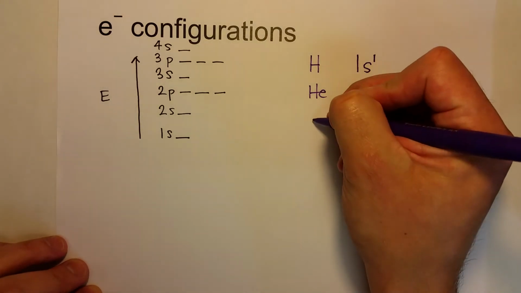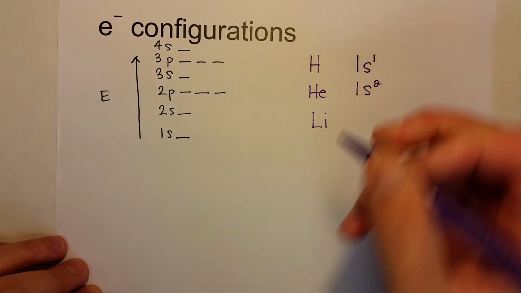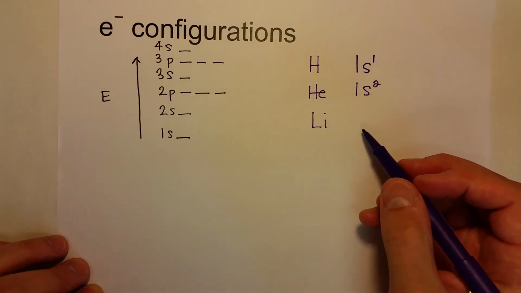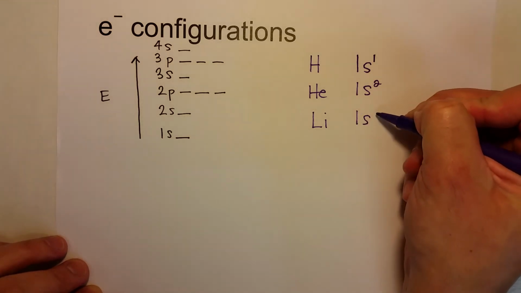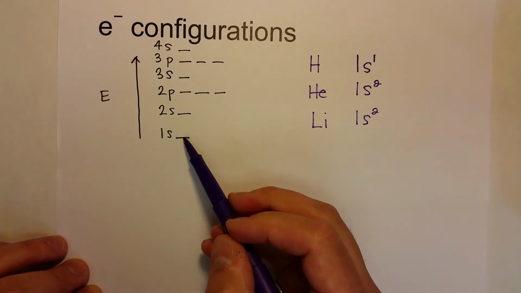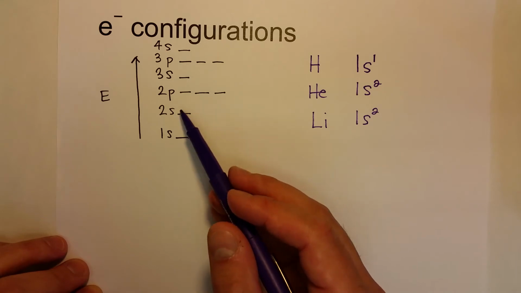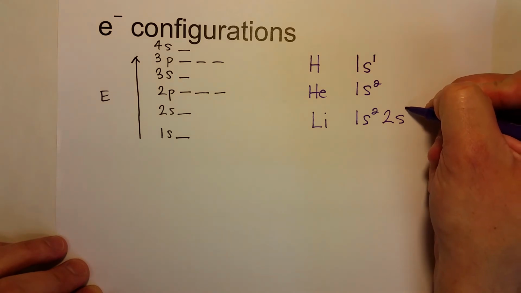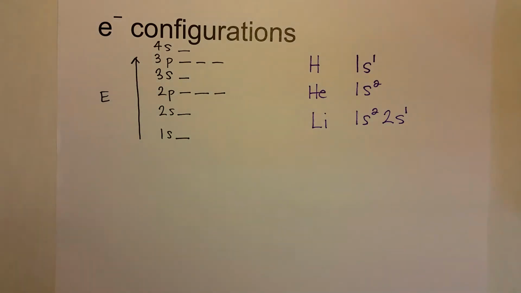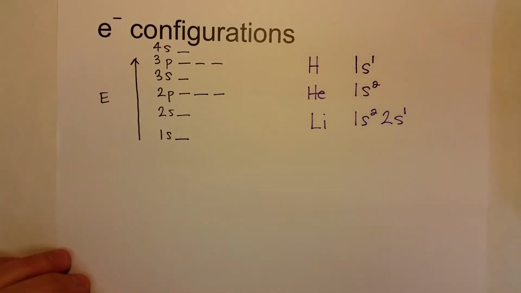We can keep going like this, but eventually we're going to have to put electrons into different energy levels and orbitals. Lithium has 3 electrons. The first 2 have to go into the 1s. Orbitals can only hold 2 electrons, so the third electron has to go into the 2s. So we'd write that electron configuration as 1s2, 2s1. And we'd keep going like that, filling up the electron configurations, eventually having to put electrons into the 2p orbitals.